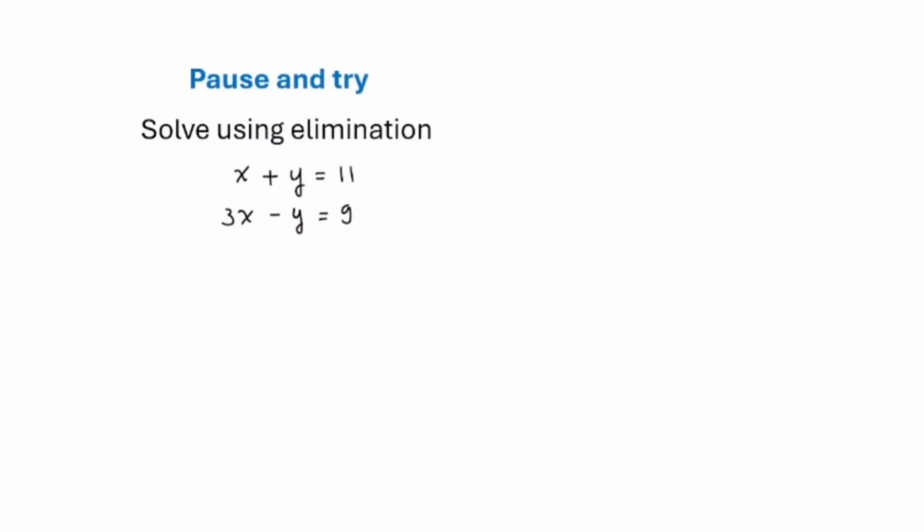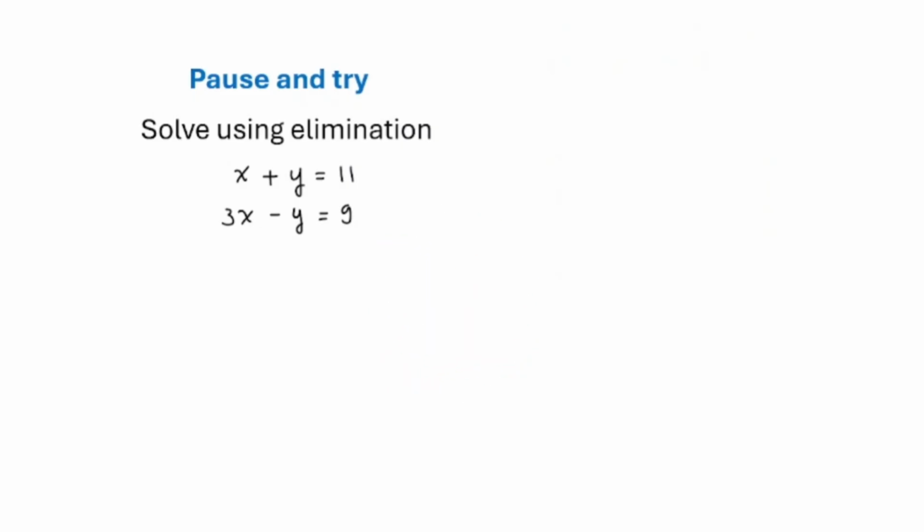Now it's your turn. Try to solve these simultaneous equations using the elimination method. We have x plus y is equal to 11, and the second equation is 3x minus y is equal to 9. Pause the video, try it yourself, and then press play to check the solution.